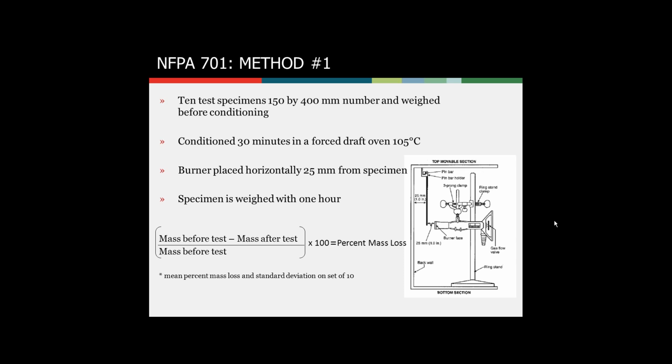I have provided the calculation of the percentage of mass loss. The mean percent of mass loss and the standard deviation are also calculated.